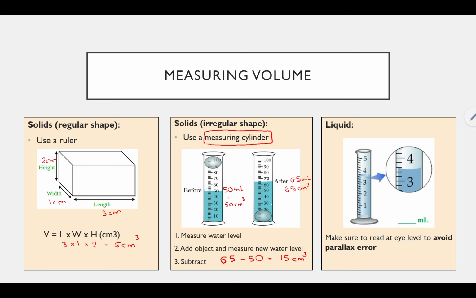To measure the volume of a liquid, I also will use a measuring cylinder and I'll add my liquid to it. Now you have to be very, very careful. When I'm reading, I should not look from up nor from down. I should always read at eye level to avoid parallax error. What's parallax error? When you're reading from a corner or from a side, you tend to see the number a little bit less or more than the actual reading. So you have to read at eye level to avoid parallax error.